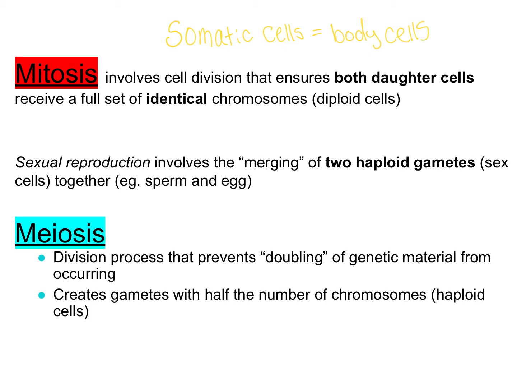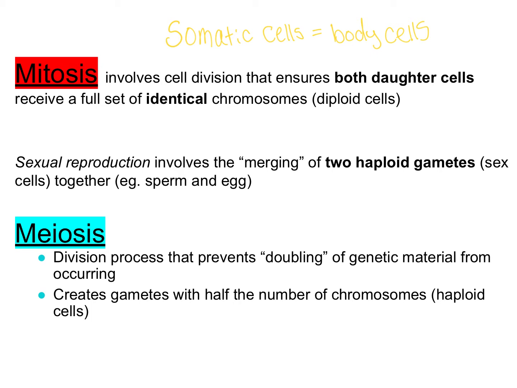When a sperm and egg come together to create a new life, we would have a huge problem if each of these gametes, which are the sperm and the egg, had a full set of chromosomes each. 46 plus 46 chromosomes would result in a new fertilized cell with 92 chromosomes, and this is way too many. So meiosis is the process that prevents the sperm and egg from both having 46 chromosomes.